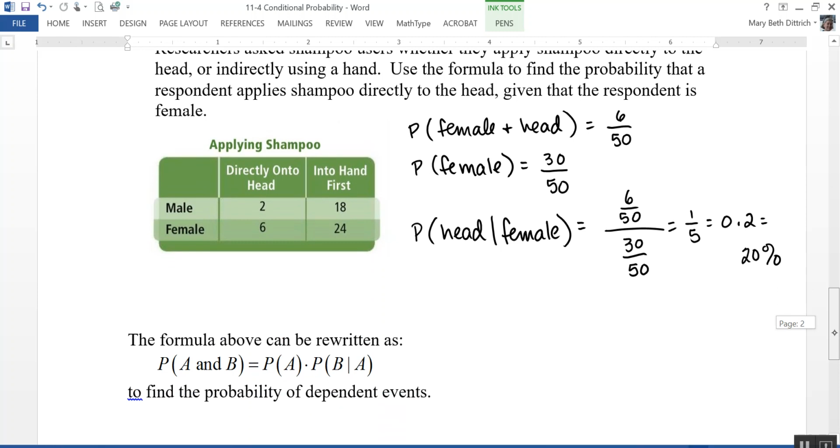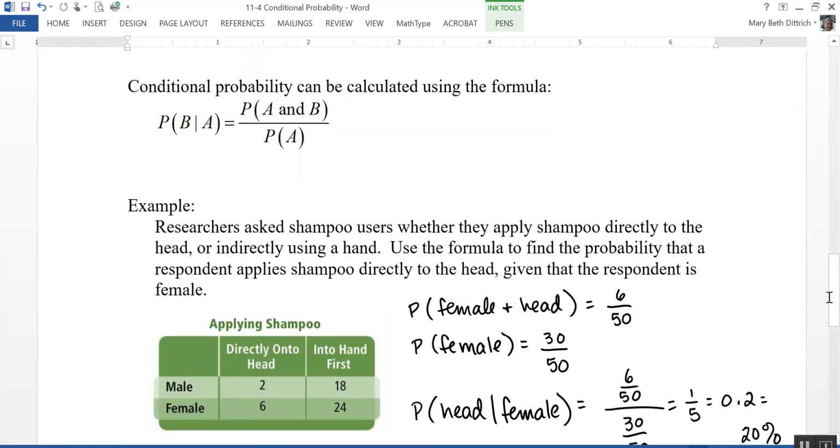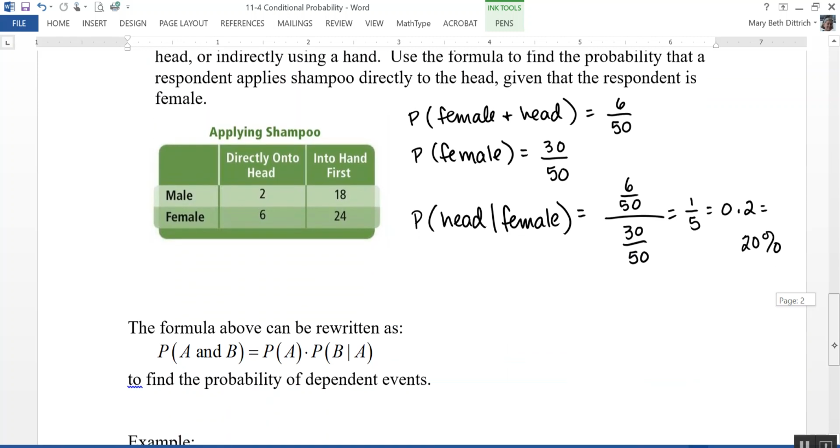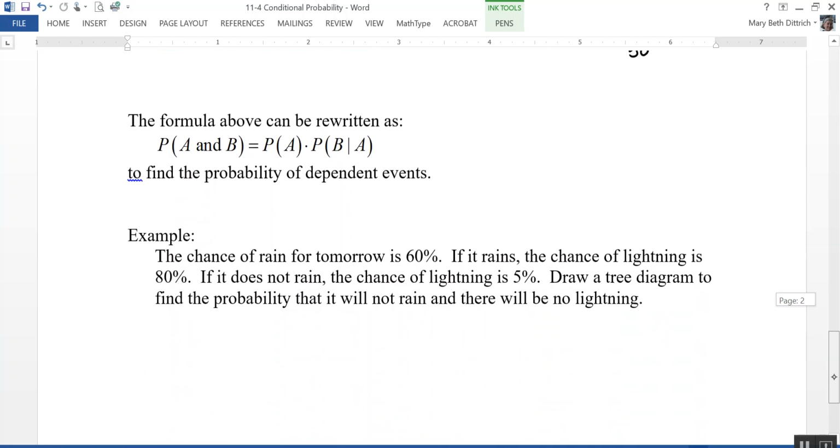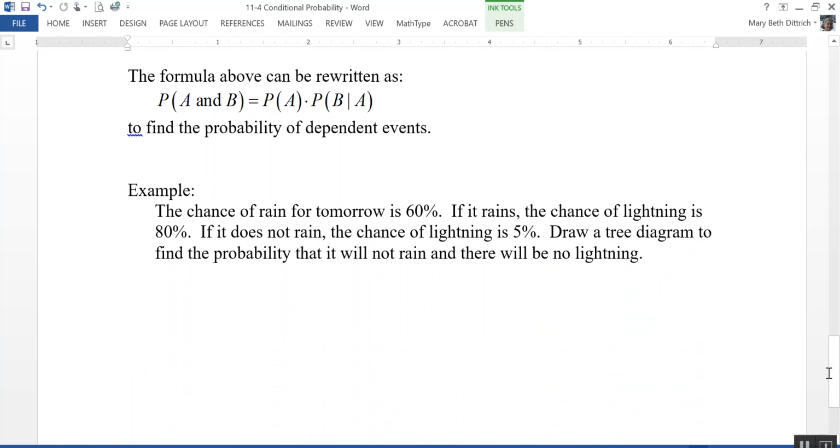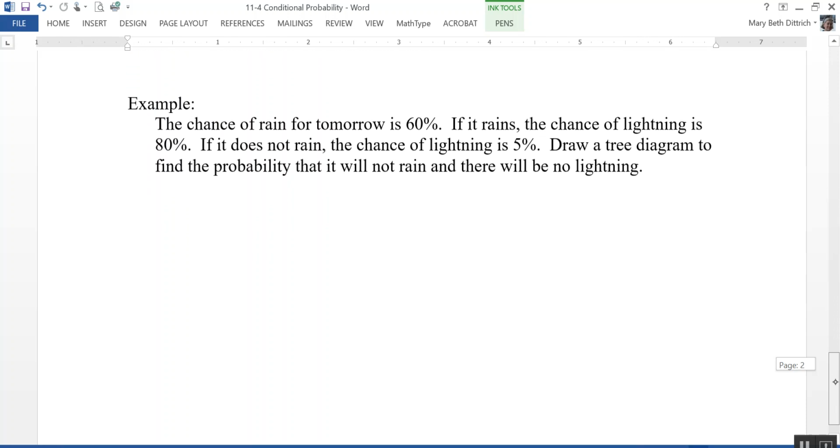So taking the formula above, let's take a look at that formula up above here, and if I multiplied both sides of that equation by the probability of A, so in other words cancel this out and move it to the other side, I get this formula here. I can say that the probability of A and B occurring is equal to the probability of A occurring times the probability of B occurring given that A exists. And we can use that to find the probability of dependent events. Let's use a tree diagram to do an example of this.